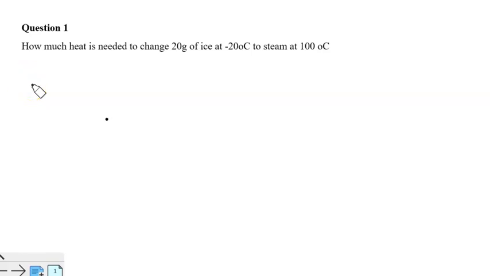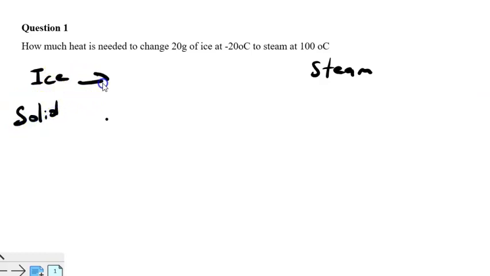Right off the bat, we're going to look at certain things. We're looking at ice. To move from ice to steam, we're going to have a few things happening. We're going to have solid ice. Then we're going to have a change of state, and that's going to be called melting. Then after that, we're going to have water, and that's going to be a liquid.